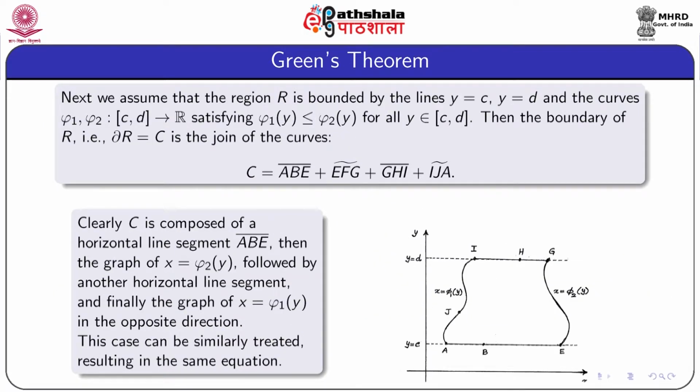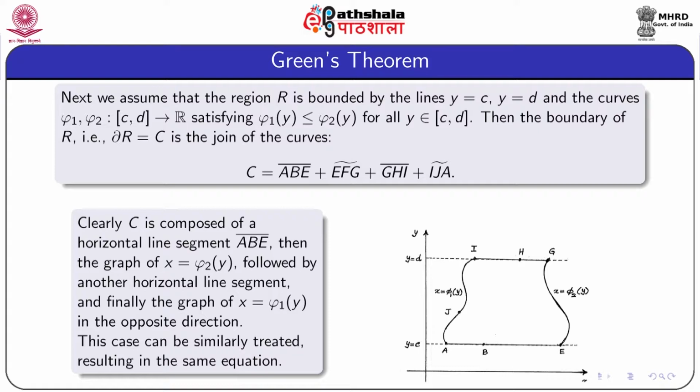Next, we assume another kind of region. We have shown such a region in this figure. We assume that the region R is bounded by the lines y is equal to c, y is equal to d. These are two horizontal line segments, and the curves phi 1, phi 2 from [c, d] to R satisfying phi 1(y) less than or equal to phi 2(y) for every y in [c, d]. So, clearly the points on phi 1 will always be to the left of phi 2.